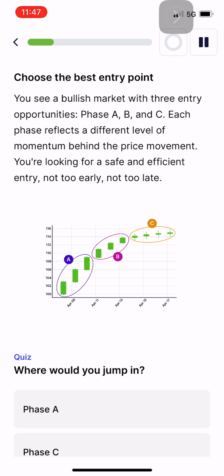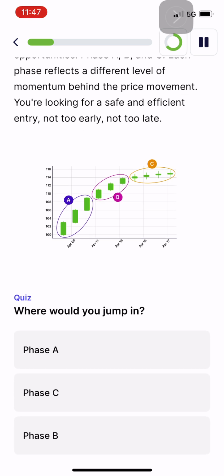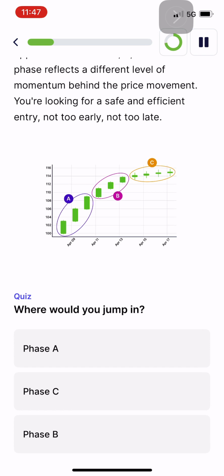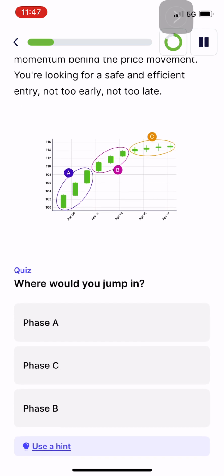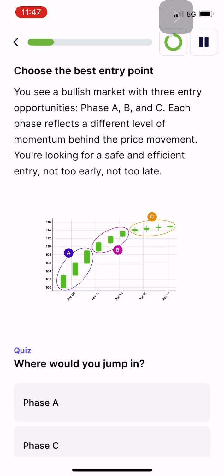Time for a quick quiz. You see a bullish market with 3 entry opportunities: Phase A, B, and C. Each phase reflects a different level of momentum behind the price movement. You're looking for a safe and efficient entry, not too early, not too late. Where would you jump in? Phase A, Phase C, Phase B.